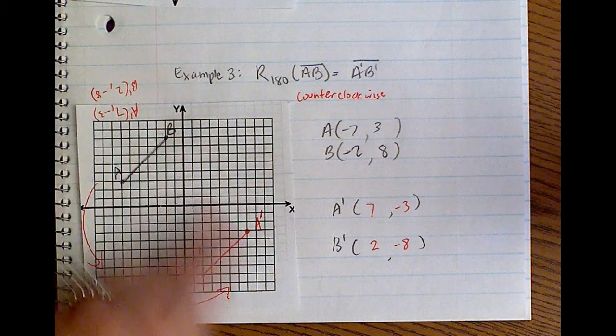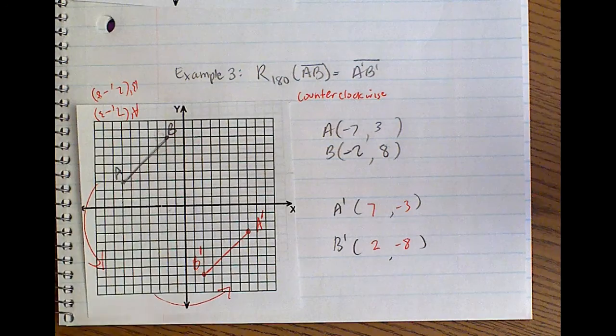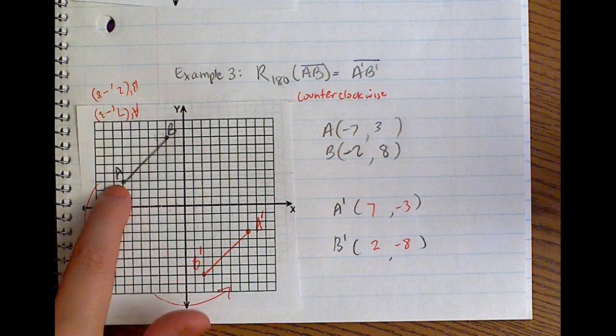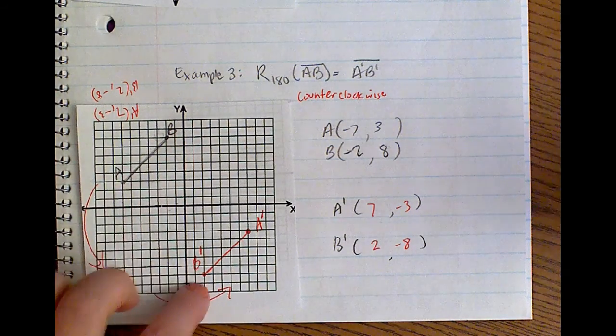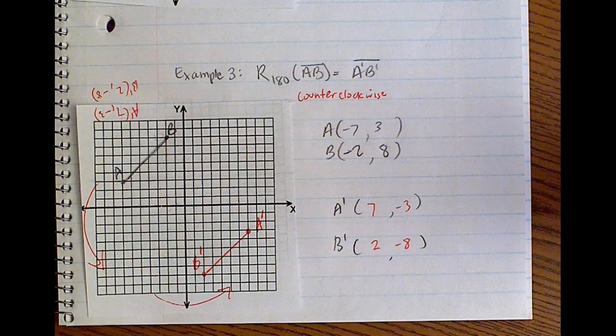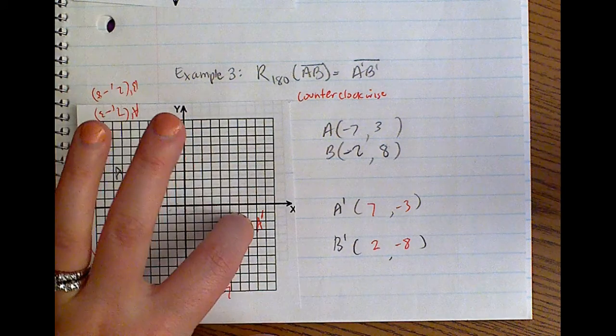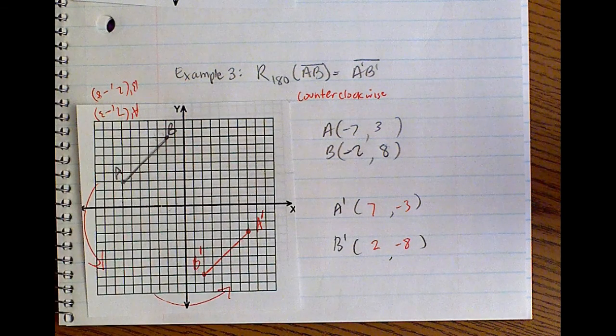Some of you might be looking at this and thinking, oh, it kind of looks like the translations that we did because it looks like it's moving over to here, but it is not, because if it was, A would match up with A prime, but it doesn't. So that's how we would distinguish that this is a rotation versus a translation. And same thing with the reflection, like the B would have to match up with the B prime, but it's not.